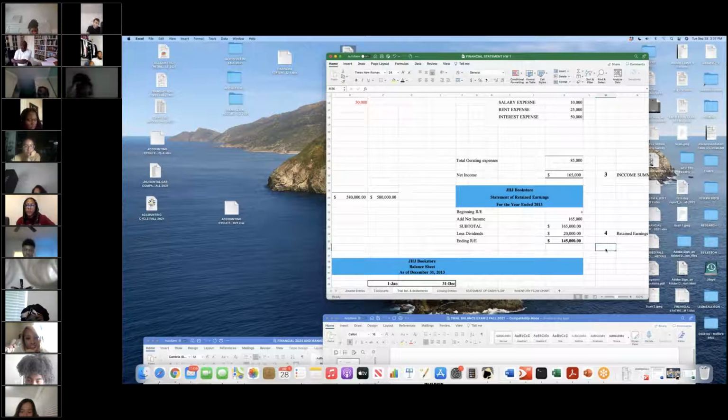Okay. Are there any questions on statement of retained earnings? That's how it's done all the time. Beginning retained earnings 0 when we have a new company. Add, bring down this net income from the income statement and put it here. Subtotal net income, we subtract the dividends. Ending retained earnings is 145. Are there any questions? So that's the easiest statement to do.